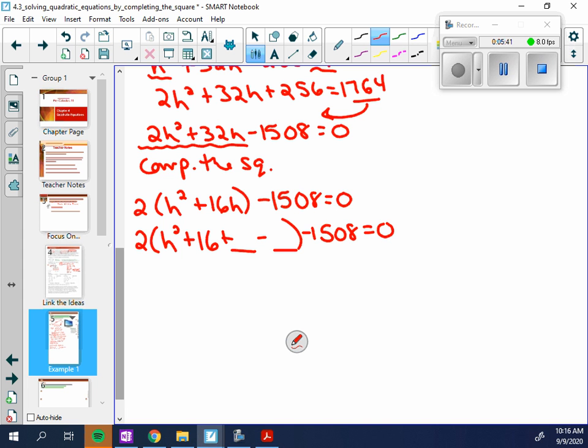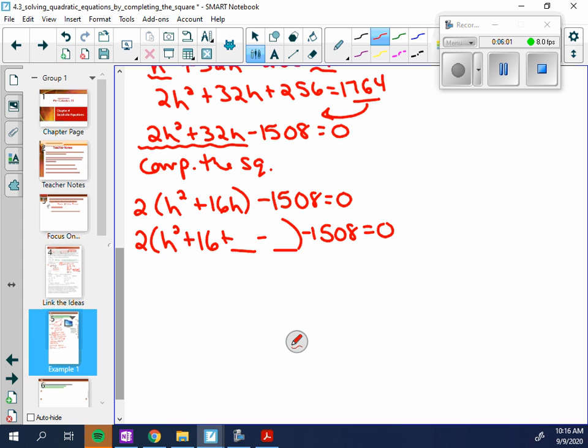Okay, so this has to do with algebra tiles. What you really have is an h squared tile, or an x squared tile, and 16 x tiles or 16 h tiles. And you're trying to create a square, and you've got to figure out what kind of ones go in here.